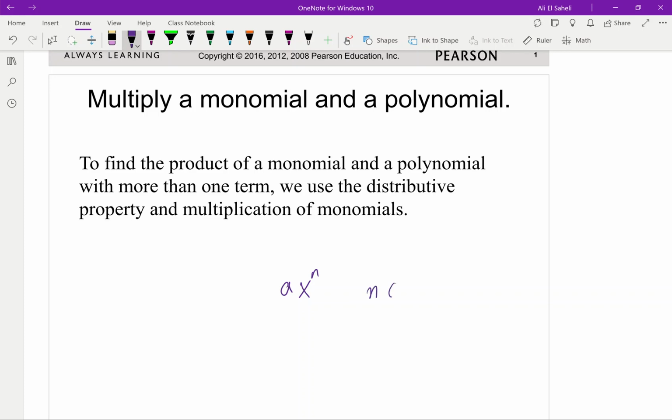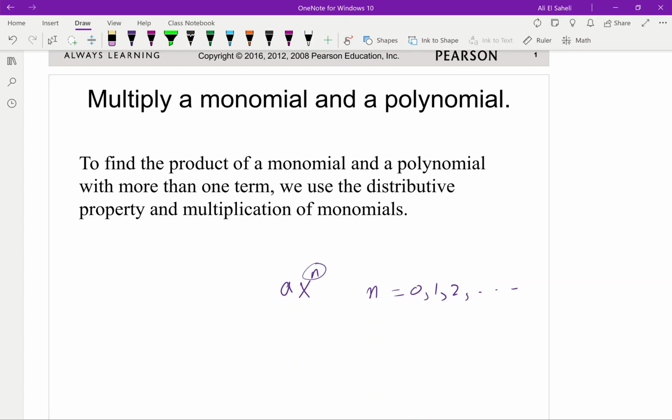So n could be 0, 1, 2, 3, and so on. Okay, n cannot be an integer, and an integer means it would allow for negative powers. So we cannot have terms like this.